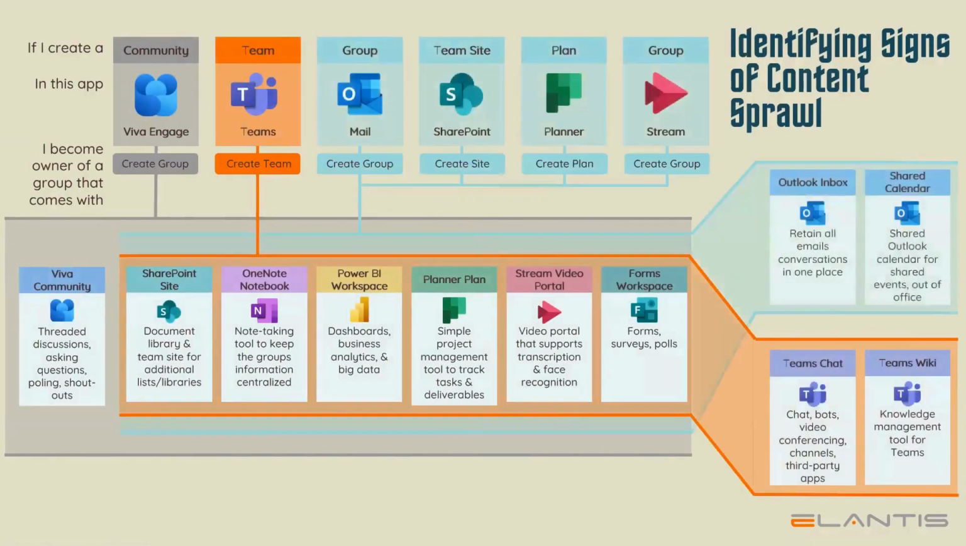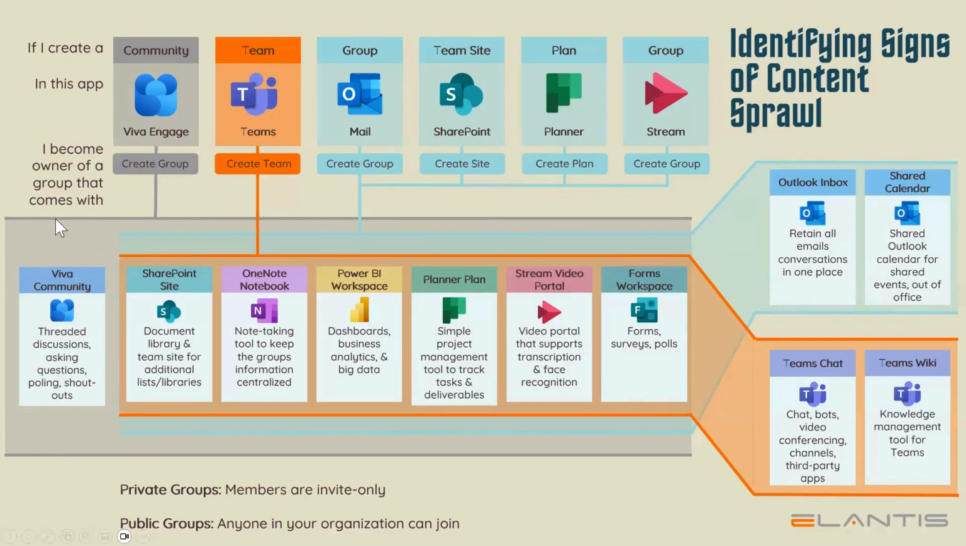I want to switch a little bit to how we identify signs of content sprawl. When we look at how groups are created and how we identify content sprawl, one of the easiest ways to identify content sprawl is basically monitoring those key areas that are within the ecosystem. Now, when we look at the creation, the initial creation of a group, whether that's created via Viva Engage, whether that's created by Teams, or via a group in Outlook, SharePoint, even Planner and Stream, if you just follow the color-coded bars, you can see what basically occurs when you're looking to create a group.